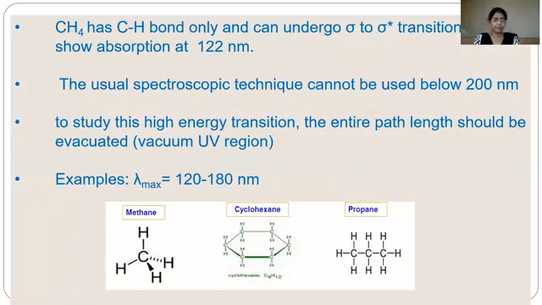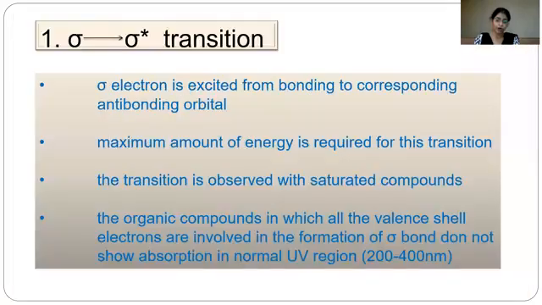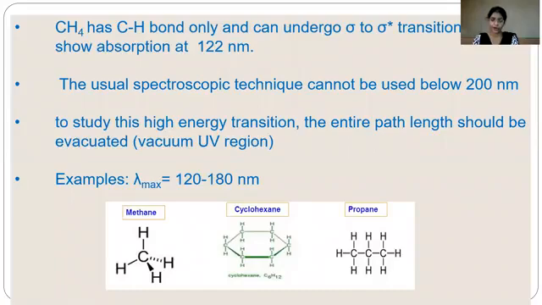For example, methane. Methane has four C-H sigma bonds and can undergo sigma to sigma antibonding transition, and shows absorption at 122 nanometer. It means before the range of normal UV light, 200 to 400 nanometer. Since the sigma bond is very strong, for the excitation of electrons we require more energy. When the amount of energy is higher, the corresponding wavelength will be lower.